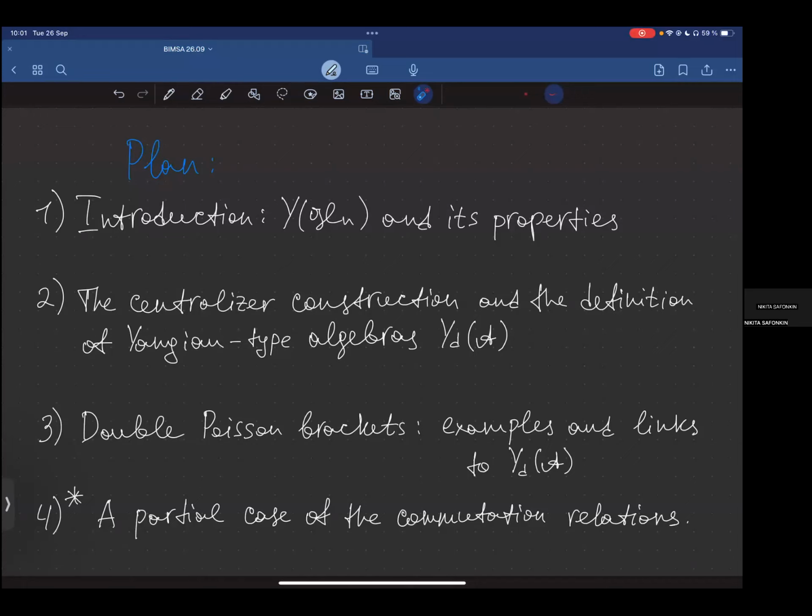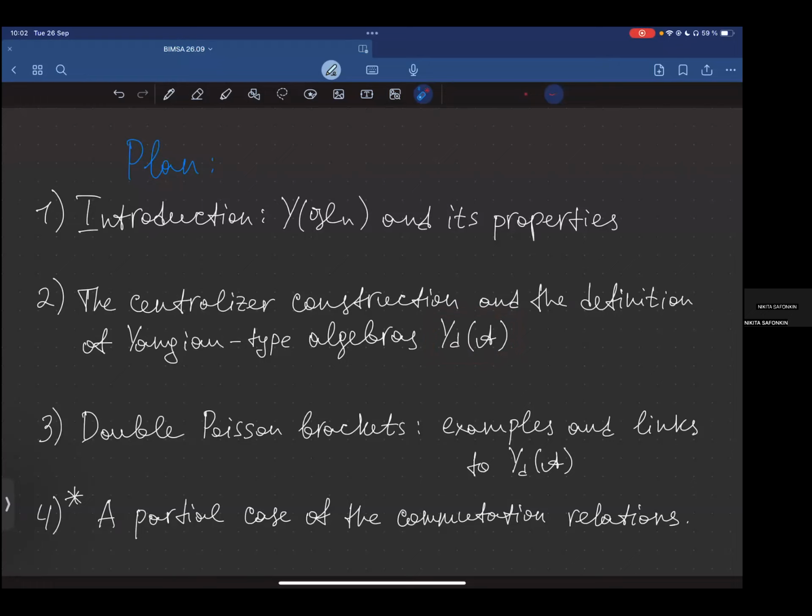Okay. I will discuss very few properties of this Yangian. In fact, I will not discuss the RTT presentation at all because I will not use it. After that, I will discuss the centralizer construction and the definition of the Yangian-type algebras, which I will denote by YD of A. I will give the definition and I will try to formulate some of the properties.